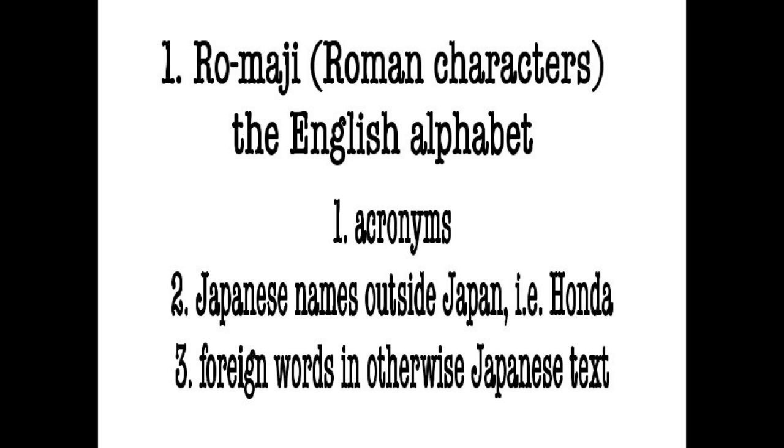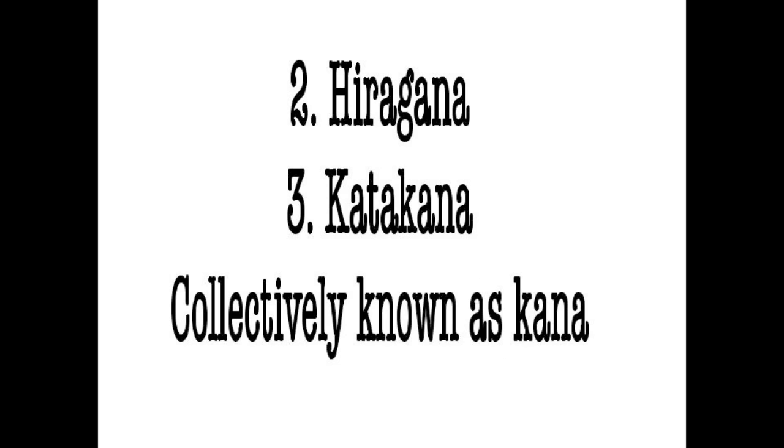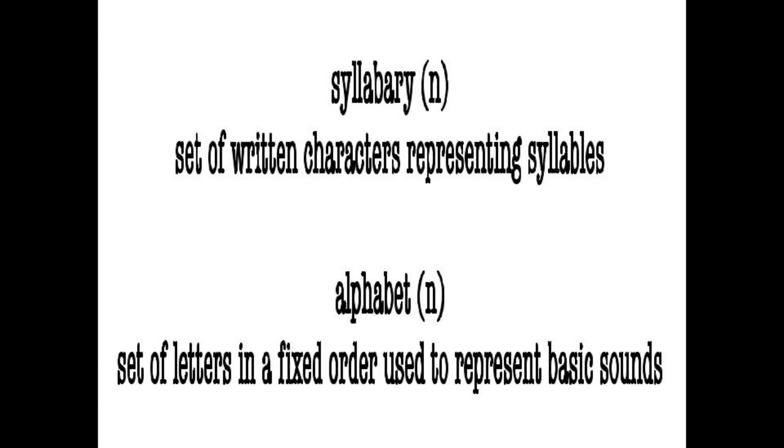Next up are the kana, the Hiragana and the Katakana, collectively known as the kana. So what are the kana? The kana are a syllabary. Now what's a syllabary? A syllabary is a set of written characters representing syllables.